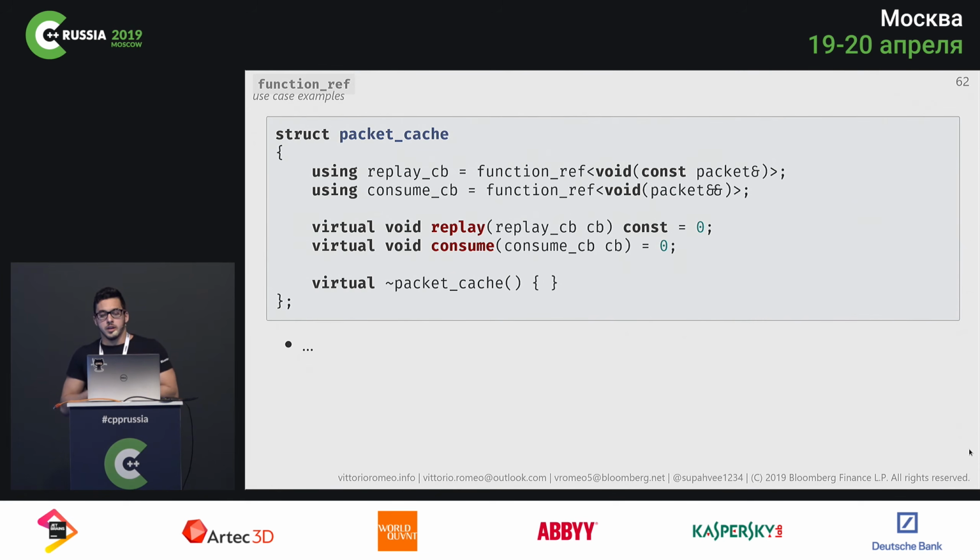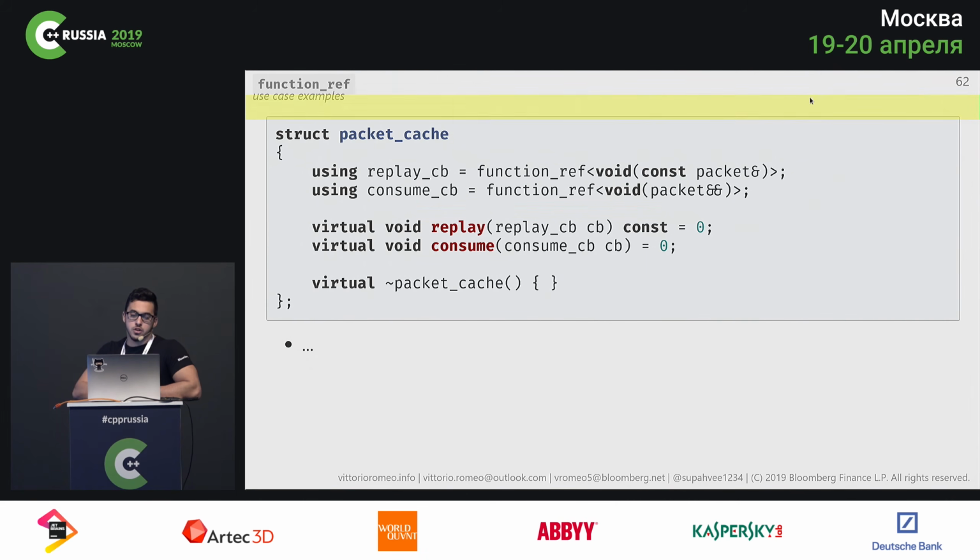Another example here is with virtual hierarchies. So we had this concept of a packet cache. We wanted to cache some packets for speed and performance reasons. And each packet cache could support replaying, so what we've seen before, and also consuming. And as you can see, replaying implies that you can do this action multiple times. So you take an action that takes a packet by const reference, while consuming implies that you want to basically consume all the packets in the cache and clear it. So this takes the packets by R-value reference, which is faster, but also destroys them, basically.